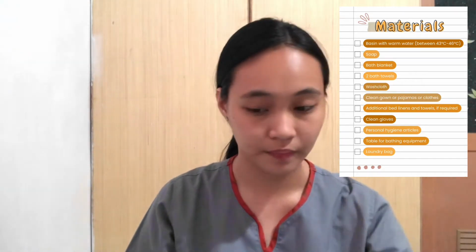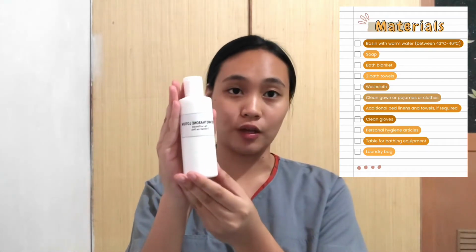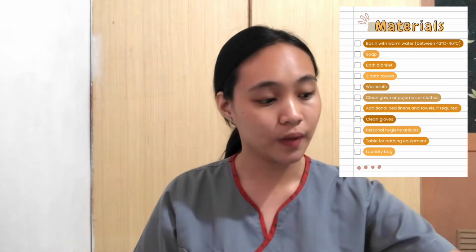We also need clean gloves, personal hygiene articles like lotion or deodorant, also a table for bathing equipment, which I have here at my side, and lastly, we need a laundry bag or portable linen hamper.